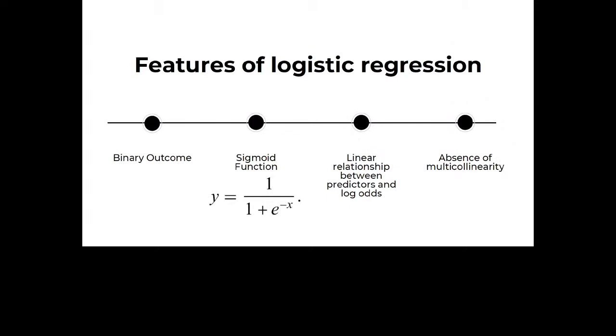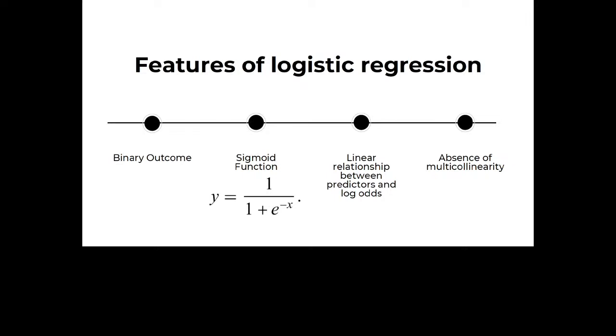Then the next feature is the linear relationship between predictors and log odds. What this means is that there is a linear relationship between the independent variables and the logarithm of the odds of the outcome. Now this relationship is modeled using the sigmoid function. So that is how it takes place.